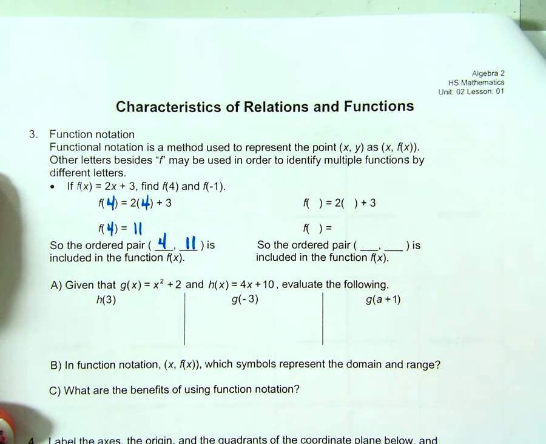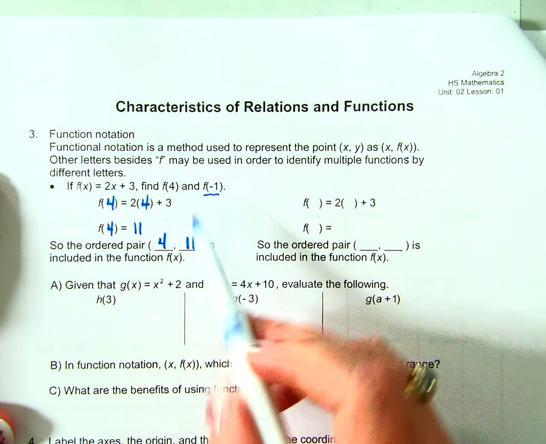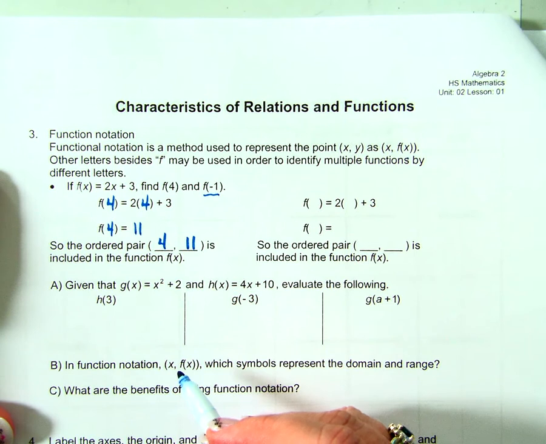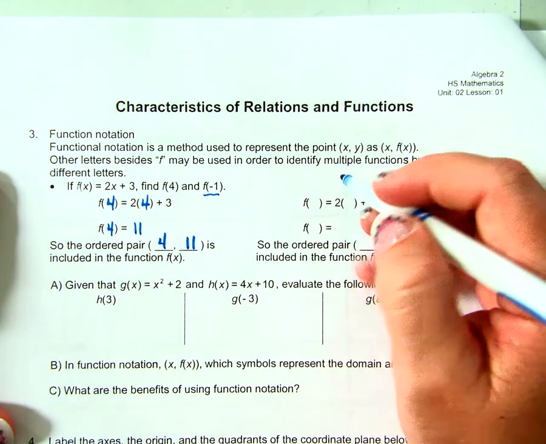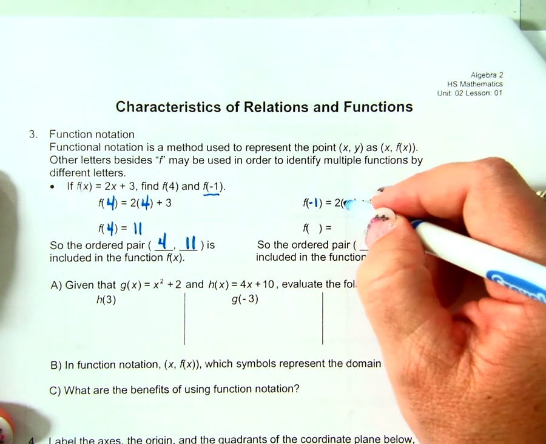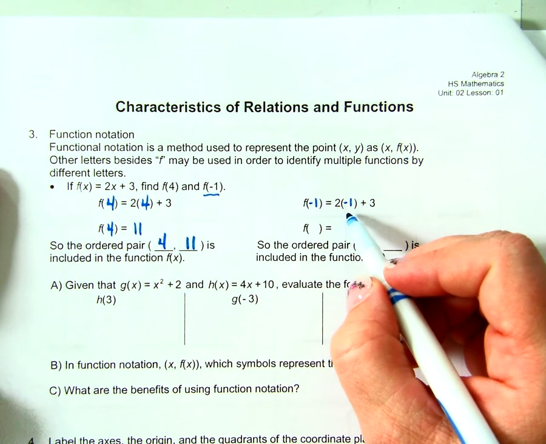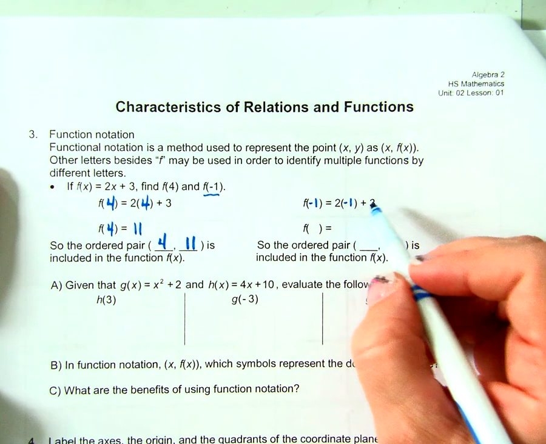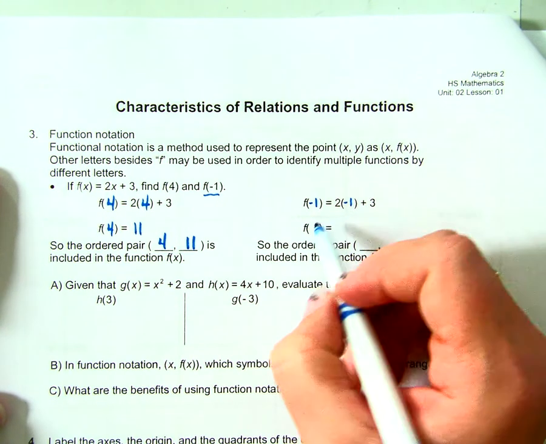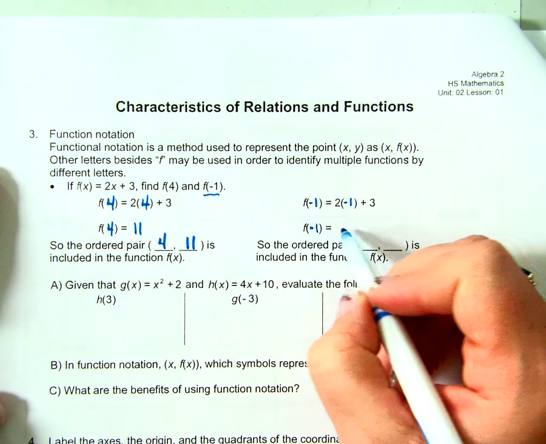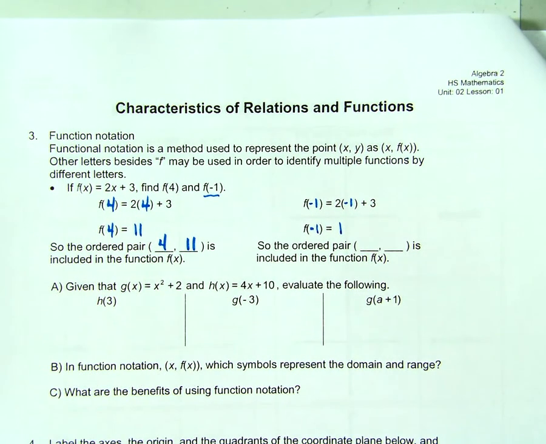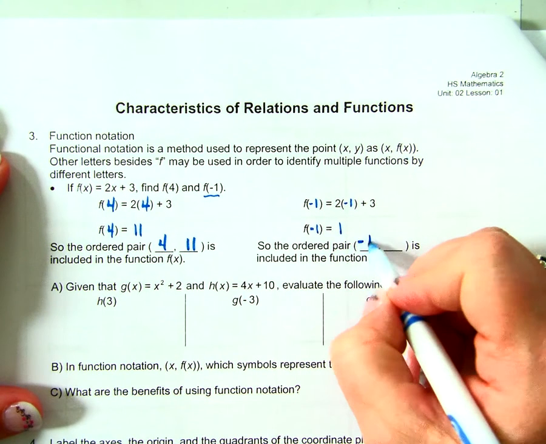All right? What if we're trying to find f(-1)? Anywhere there was an x, we're going to put a negative 1. Good. Negative 1 here, negative 1 here. What is 2 times negative 1? Negative 2, good. Plus 3? 1. So f(-1) is 1. What's the ordered pair look like? (-1, 1).